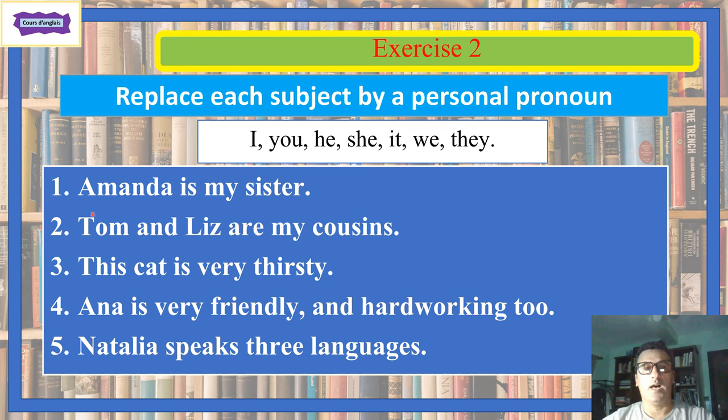Alors, Amanda is my sister. The subject is Amanda. Donc le sujet c'est Amanda. On va remplacer Amanda par she. Et on dit she is my sister. Alors à vous de trouver la bonne réponse de cette phrase et la suite jusqu'à la fin.